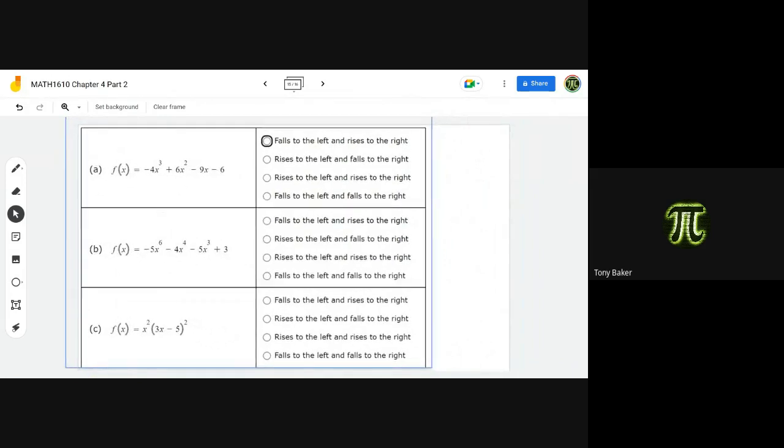Professor gave us behavior. Yeah, graphs are simple. If they give you a graph, you literally are just looking at the left and the right.